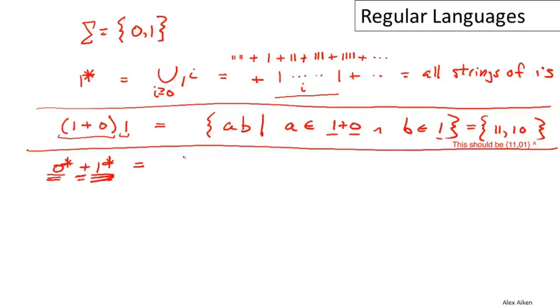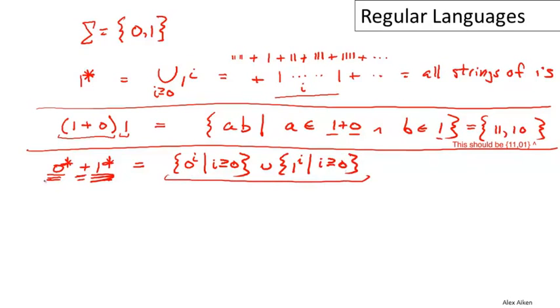So this is actually really easy to write out. Let's write them out in this notation. So we have 0 to the i for i greater than or equal to 0. Okay, so that's 0 star, union with 1 to the i for i greater than or equal to 0. That's the strings of all 1s. So there's the set that this expression denotes.